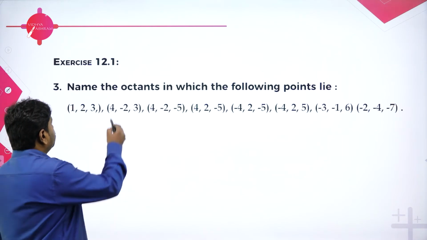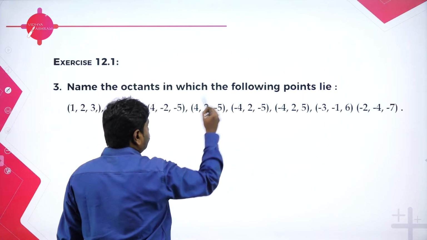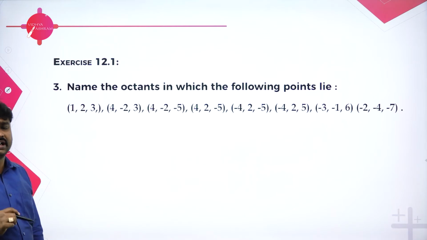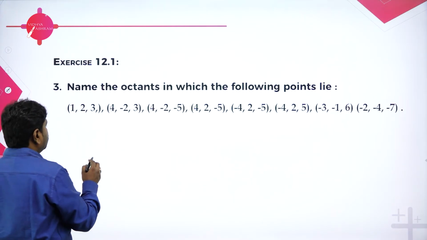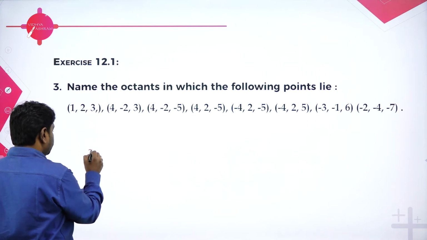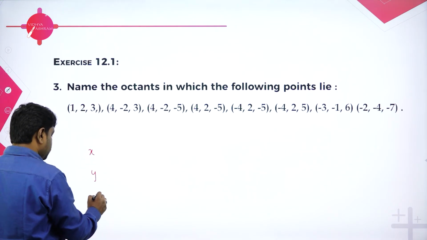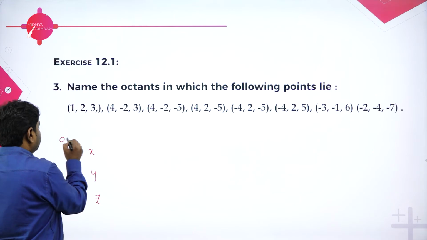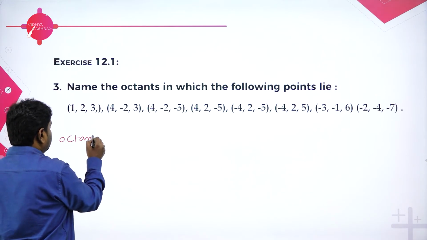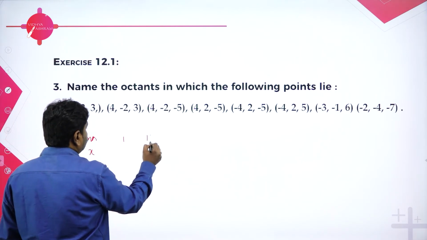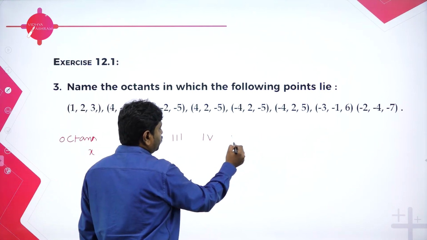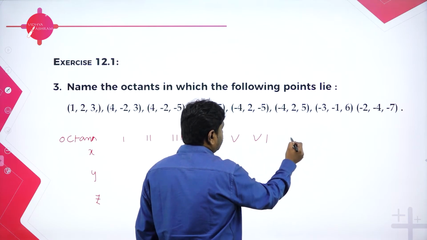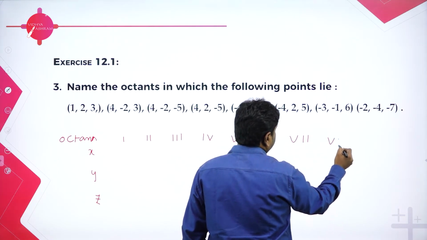Then name the octants in which the following points lie. To decide the octant, first generate the table. What is the table? X, Y, Z and octants. The octants are first, second, third, fourth, fifth, sixth, seventh, eighth octant.